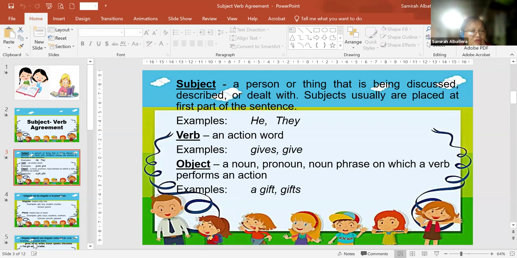Very good, Rosa. Okay, how about a sentence using a plural subject? Anyone? Okay, I will have to call someone. Maxwell, make a sentence using the verb like and make the subject plural.